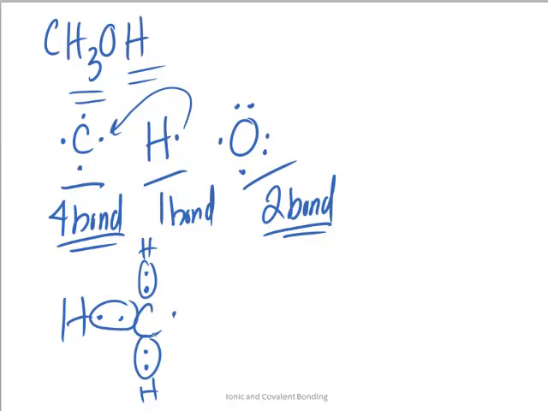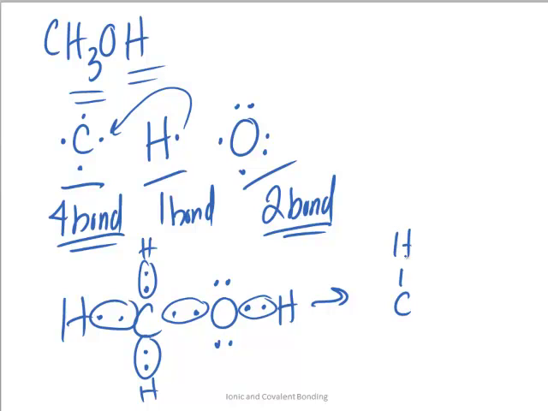Here's the 3 bonds to hydrogen. And then it turns out we're going to form a bond with oxygen. And oxygen itself is going to bond with hydrogen again. So here we've got the structural formula for methanol, CH3OH.